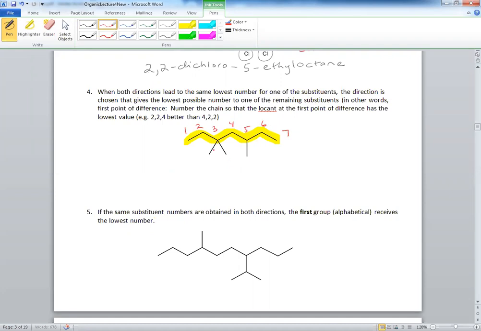This numbering would give us obviously 2 methyls and another one here. So you would name it 3, watch, comma, 3, because I have 2 at the 3. But wait, you have to indicate this one too: 5. What is 3 substituents? Trimethyl. And of course, 7 is heptane.